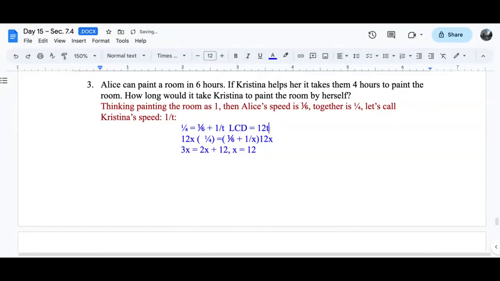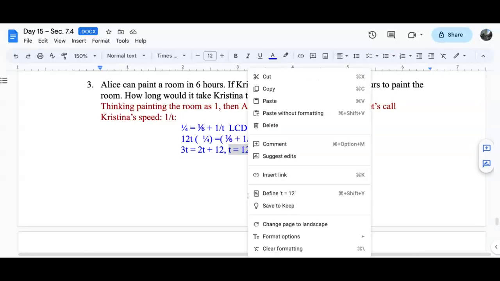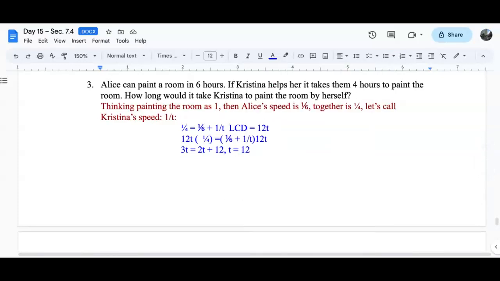So we see we have a rational equation to solve. And the least common denominator is 12t. Change everything to be t. We multiply 12t on both sides. Then we get 3t equals 2t plus 12. 3t minus 2t, that's just t, so t equals 12. So it would take Christina 12 hours to finish by herself.